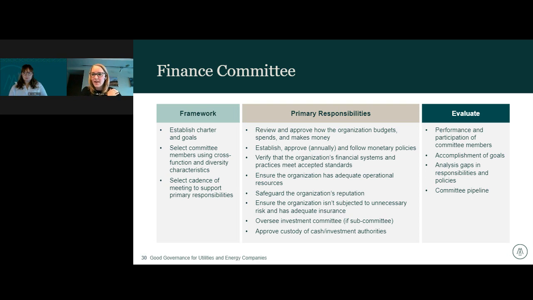This finance committee can also analyze, is not a word, Colleen, have analysis of gaps in responsibility and procedures. And it can be a really good idea to bring in others. It doesn't just have to be board members. It can bring in others that may be a good pipeline for future board service.